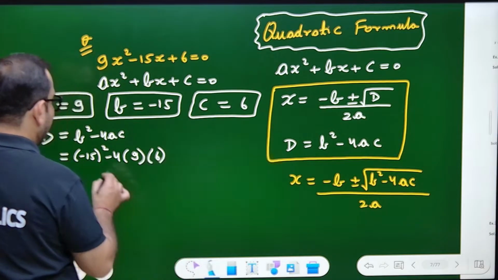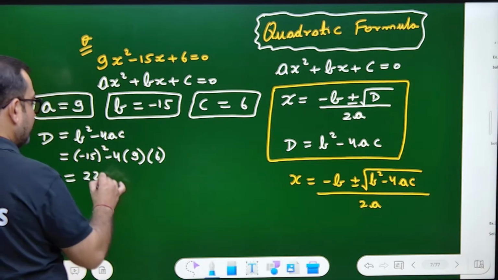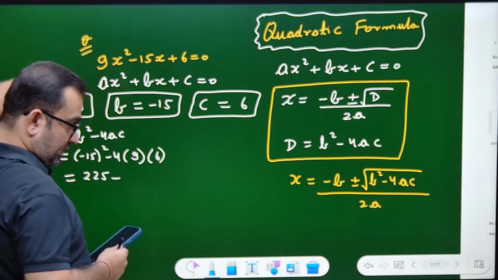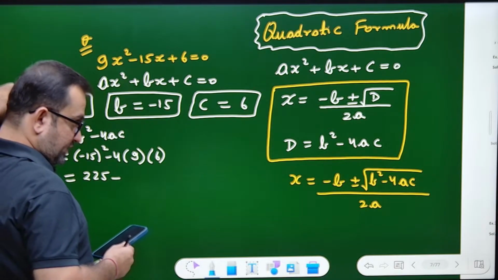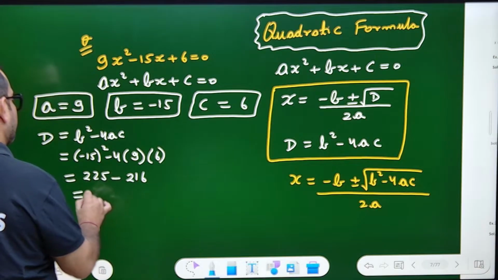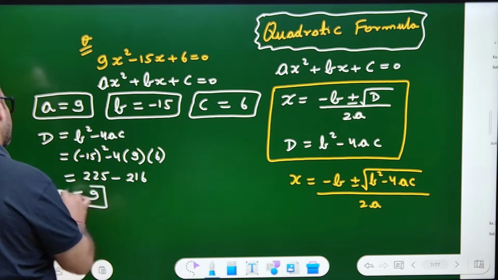So minus 15 whole square will be 225 minus 4 into 9 into 6. 4 nines are 36. 36 sixes, I guess it is 216. Yes or no? 216. If you subtract it, it will be 9. D equals 9.